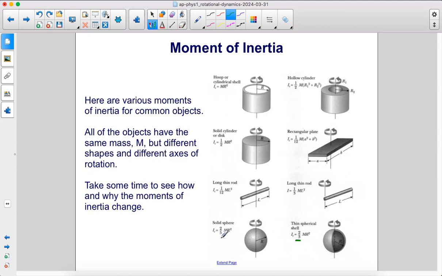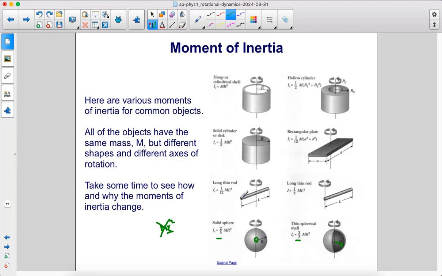2/3 is a larger number than 2/5. Why is that? It's because more of the mass is farther away, right? It's at a radius, a distance of r, whereas in a solid sphere, some of the mass of this object is located very close to the axis of rotation, which when we have mr squared, if r is 0 or close to 0, that mass doesn't contribute to the moment of inertia at all.